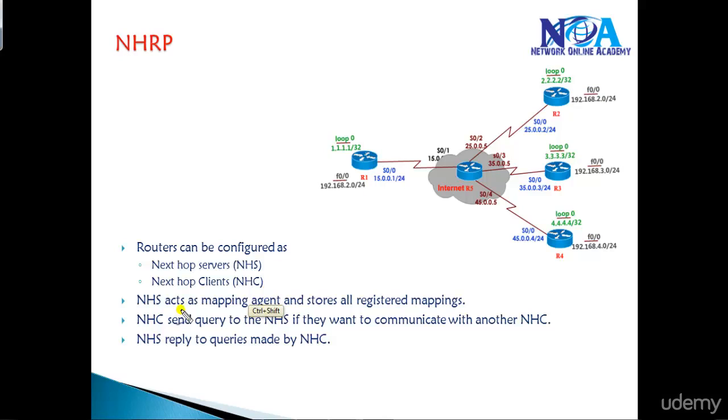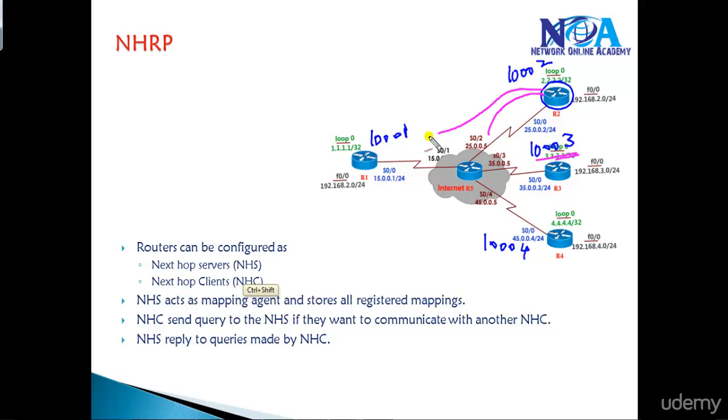Now, if any next hop client wants to communicate with any specific next hop, let's say router 2 wants to communicate with, let's say the router 2 IP address is 10.0.0.2 and this is 10.0.0.3 and this is 10.0.0.1 and 10.0.0.4. So we have some IP addresses, and if this one wants to communicate with 10.0.0.3, that will be the next hop.